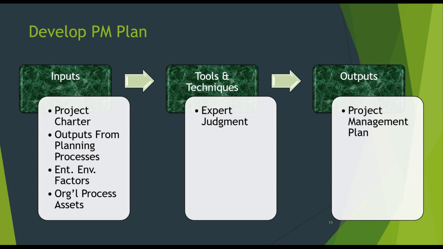The project management plan is a collection of baselines and subsidiary plans that include baselines for scope, schedule, and cost, and management plans for scope, schedule, cost, quality, human resources, communications, risk and procurement, requirement management plan, etc. In order to create the project management plan, the inputs we need are the project charter, which we covered already, outputs from the planning process, enterprise environmental factors, organizational process assets, etc. The tool and technique used is expert judgment, and the output is a project management plan.